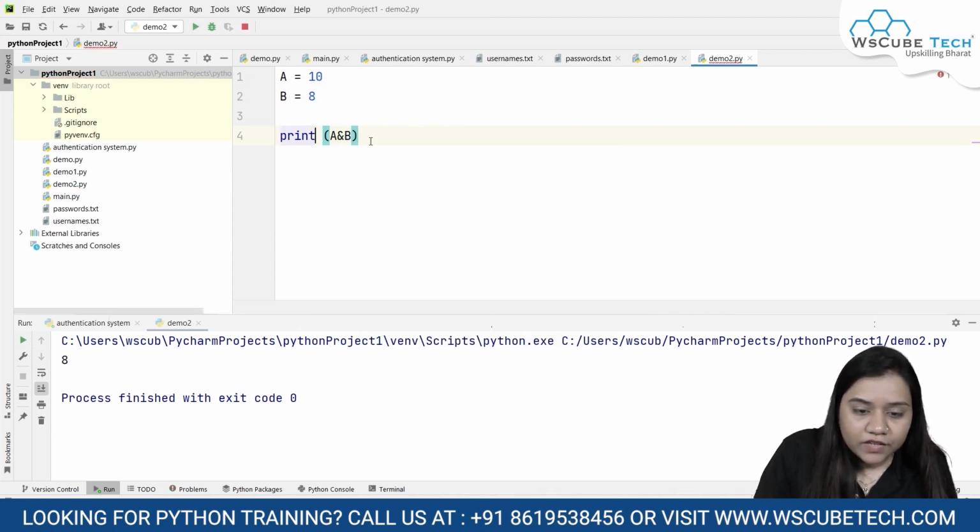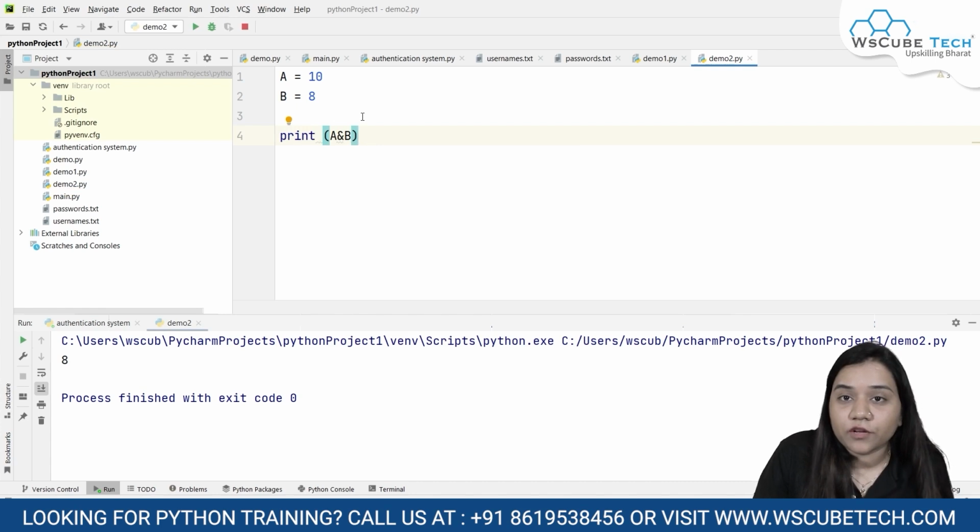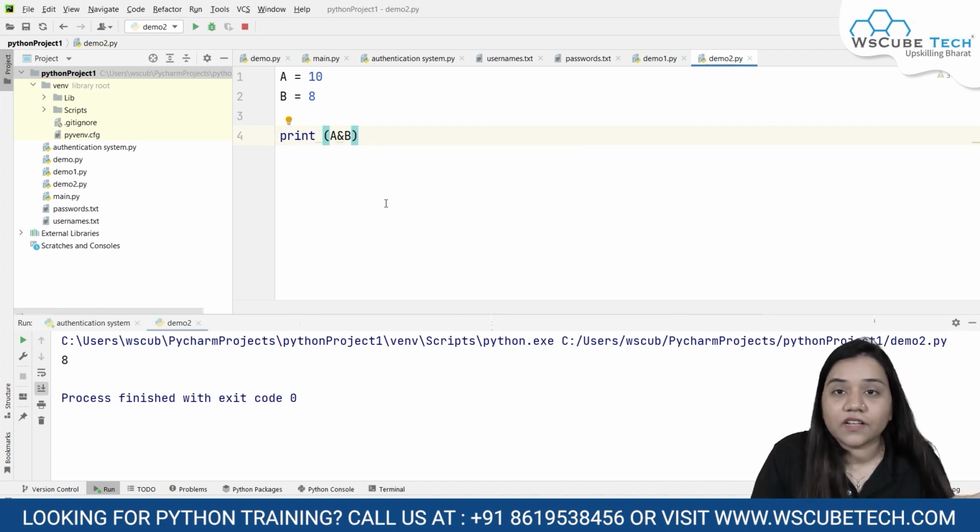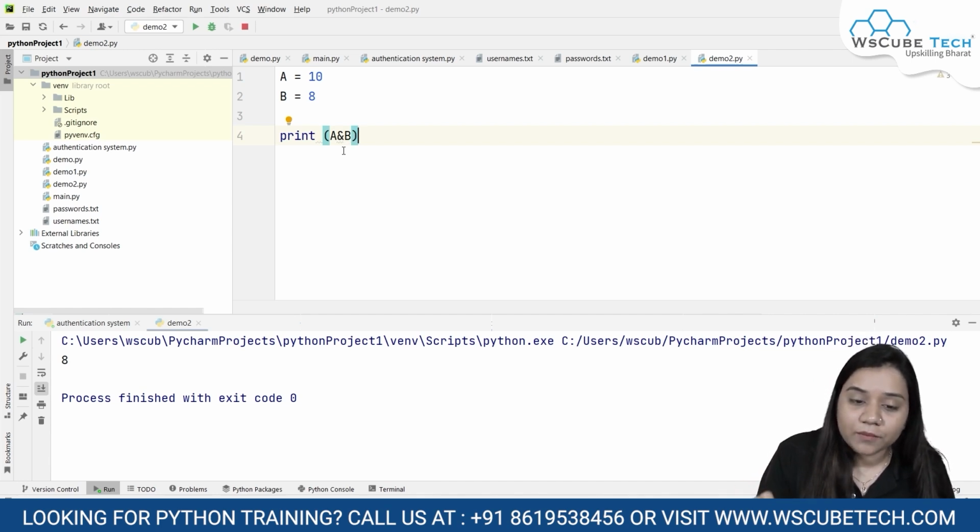We get 8 over here, and if you want to see it in the format of binary, as expected, we get 8 over here, which is correct, that when we apply the function of AND on the binaries of A and B, we will receive 8 over here.